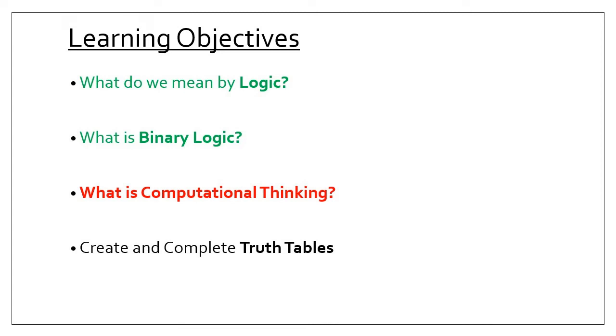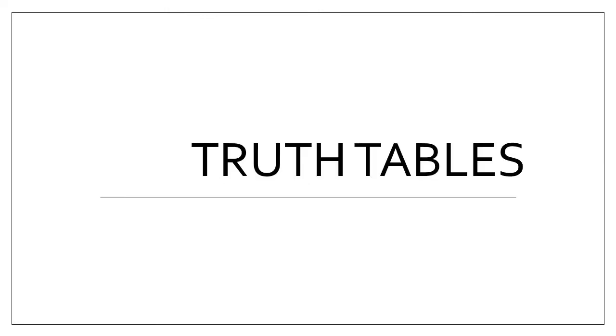So far now we've covered learning objectives 1, 2 and 3. We've done what we mean by logic, we've done what is binary logic, and we have looked at computational thinking. The last thing we're going to look at today is possibly the hardest thing. It's something called a truth table.